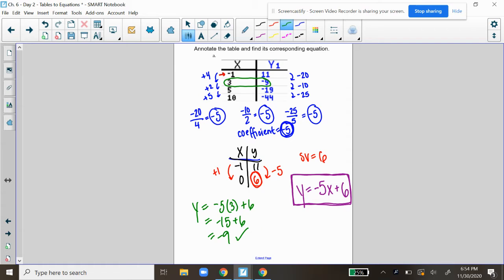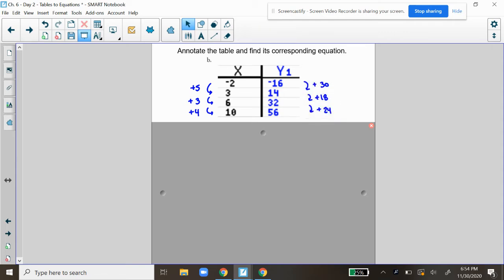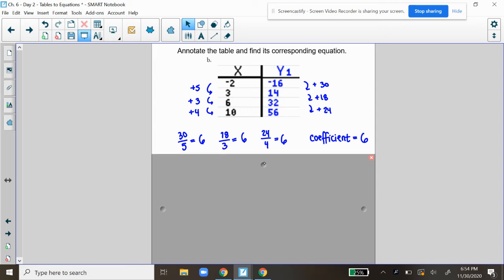All right, great. I would like you to try this next one on your own. So pause the video and try this. Great, you're back. So hopefully you've annotated your table and you've shown the changes in x and y. And hopefully you then found that your coefficient is going to be 6. Remember, there's multiple ways to do this, but every single one of them should still get you to the answer of 6 for your coefficient.